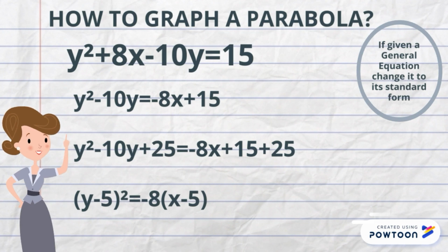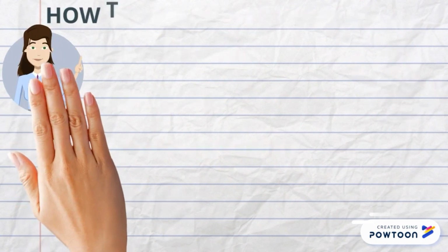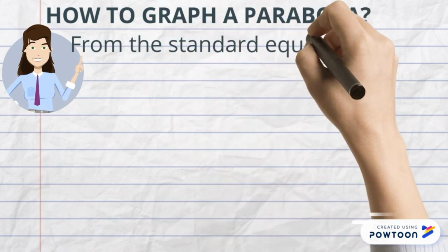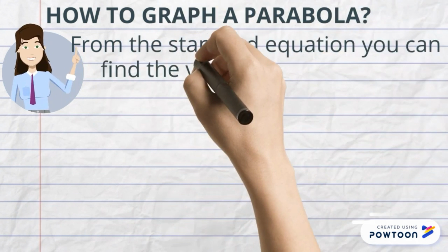The constant term will be 25. If you add it to the left side, you should also add on the right. Factor both sides, then you'll get the standard. From the standard equation, you can find the vertex. In this case, it is the coordinate 5, 5.